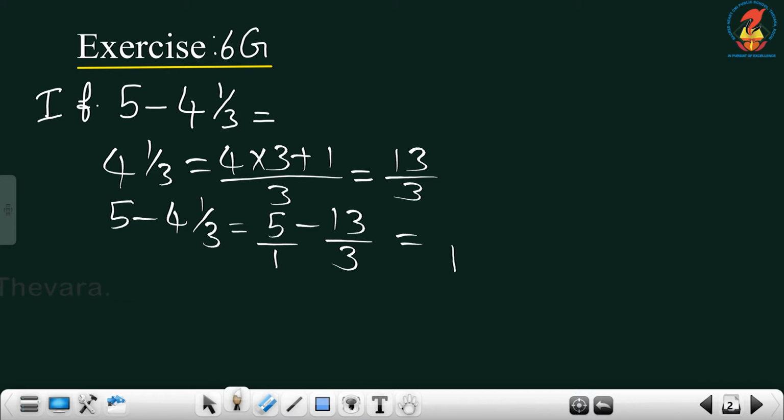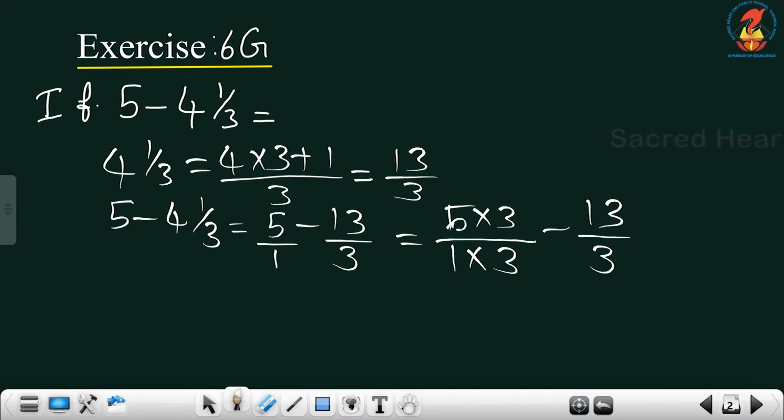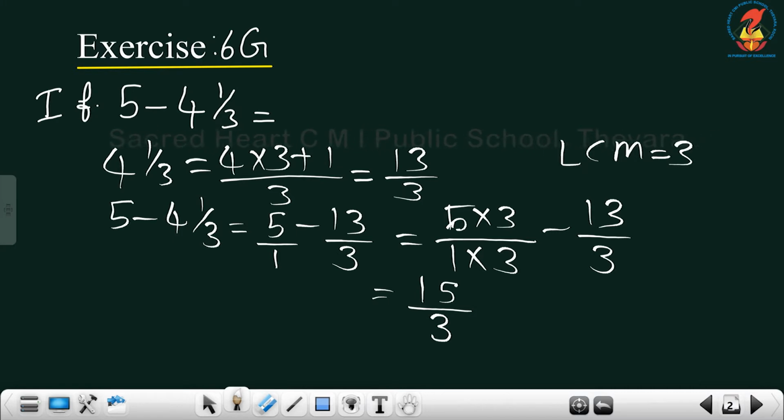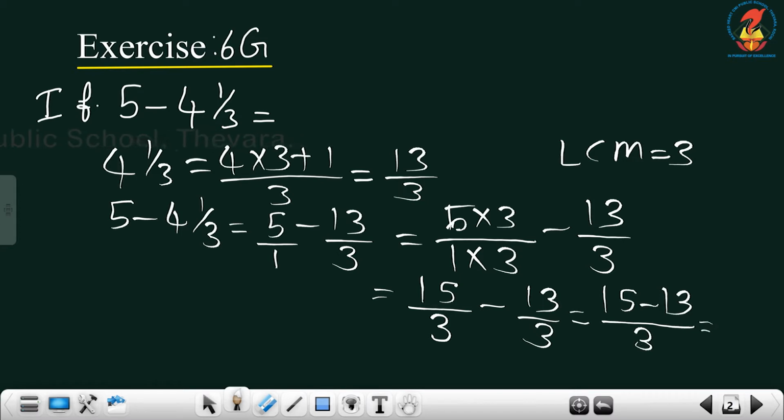So the first fraction will become 5 into 3 over 1 into 3. Minus 13 by 3, that fraction stays itself, because the LCM and denominator both are the same. Here I will write LCM equals 3. That is 15 by 3 minus what? 13 by 3. That is 15 minus 13 by 3. It will become what? 2 by 3.